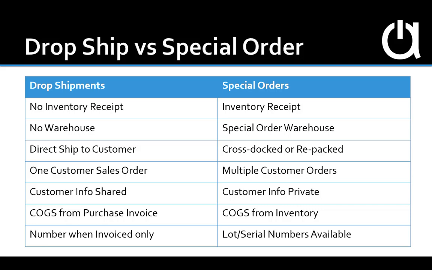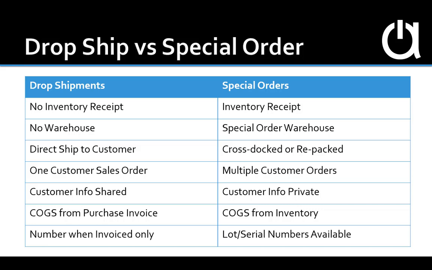Also, the customer information is shared on drop shipments. Obviously, your vendor needs to know where to ship it. So once you create a drop shipment PO, the ship to address will be your customer's ship to address. And for special order, the customer information stays private because you're shipping it in-house.